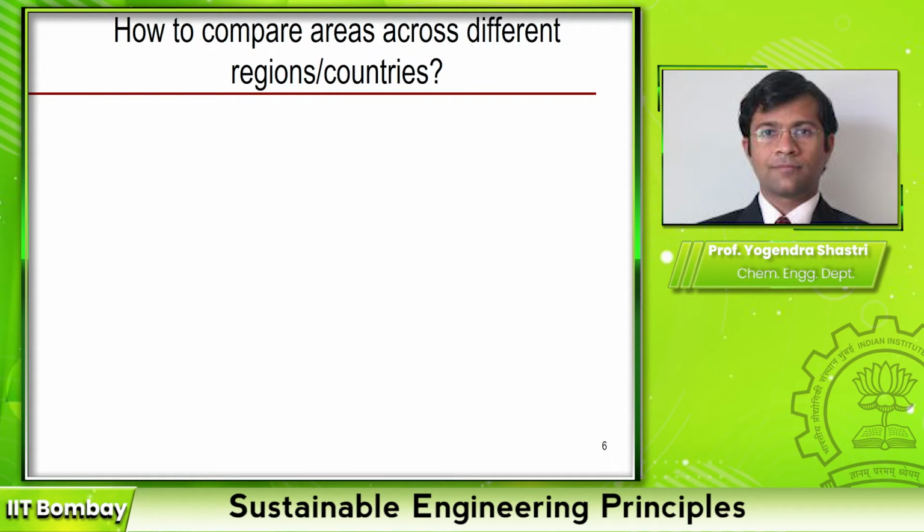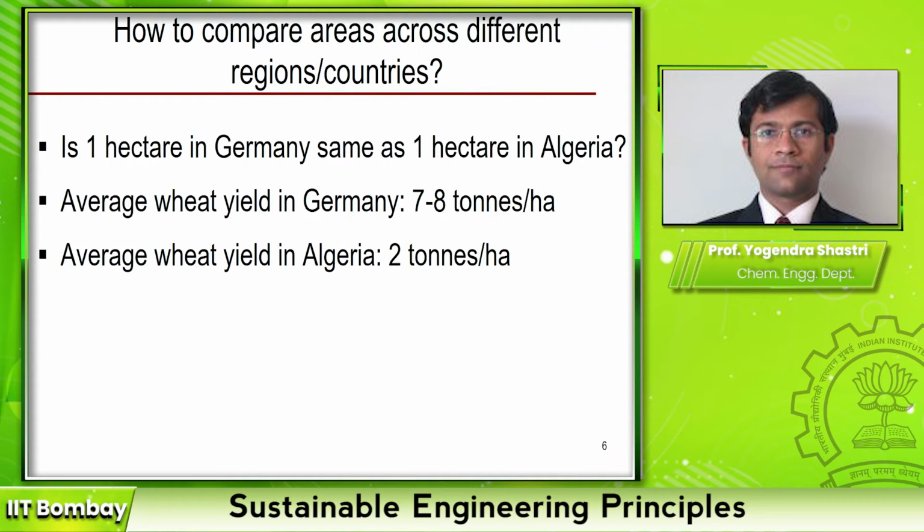Now let's move to the second question, which is how to compare areas across different regions. Let me start with an example. Is 1 hectare in Germany the same as 1 hectare in Algeria? I have given some numbers to make this point. The average wheat yield in Germany is about 7 to 8 tons per hectare. In contrast, the average wheat yield in Algeria is about 2 tons per hectare. So the land in Germany is much more productive.